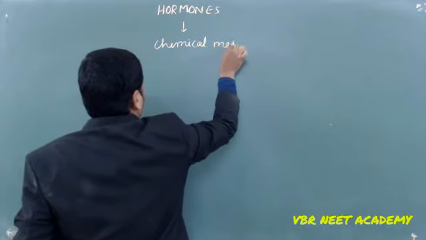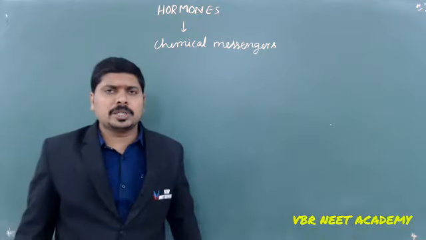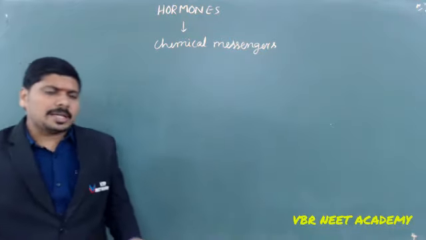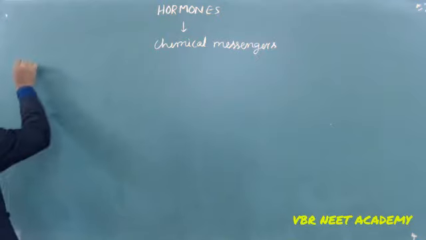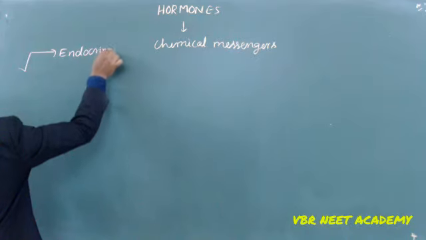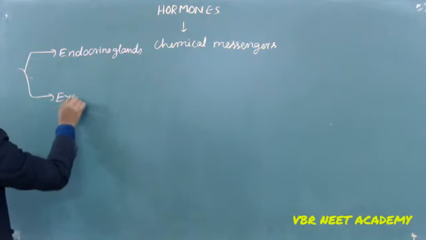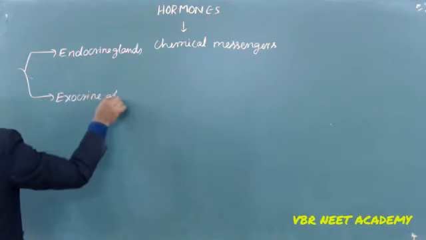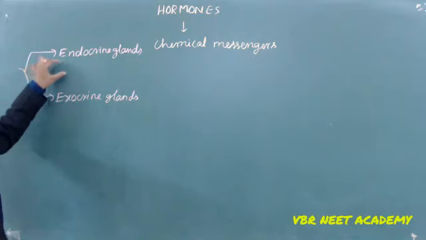I will call hormones chemical messengers. How are these chemical messengers produced? Actually, we have two types of glands. What are they? Endocrine glands and exocrine glands. In our body, we have two types of glands. All glands have some secretions, isn't it? We have so many glands in our body, and all of them secrete something. These are divided into two types: exocrine glands and endocrine glands.